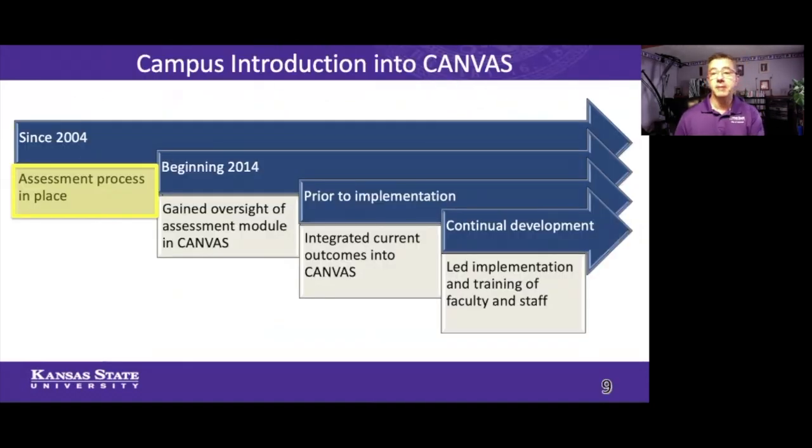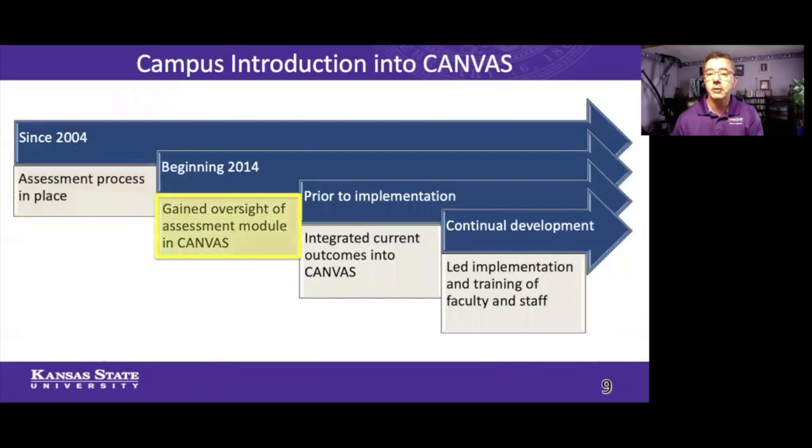One final bit of background information before we move into learning the structure of Canvas assessment technology. It's important for you to know that the process that I just discussed was already in place when our institution started using Canvas for collecting student achievement. Our assessment process began in 2004, but Canvas was integrated in 2014. Canvas is only a tool to assist the assessment process and not the process itself.